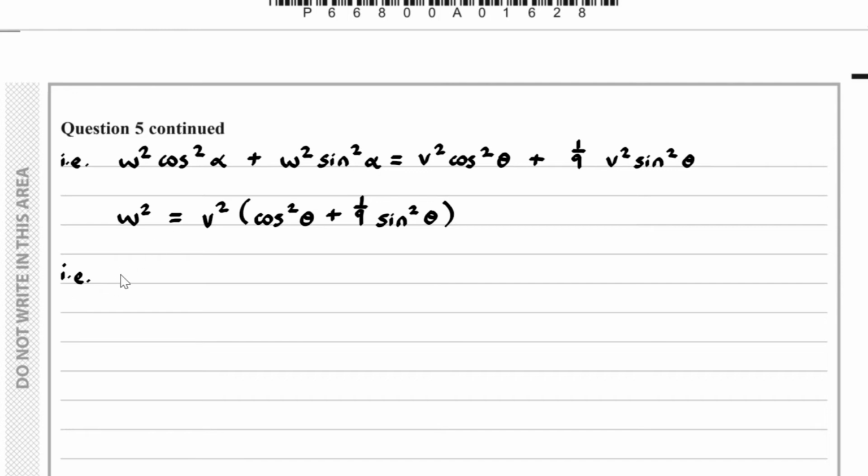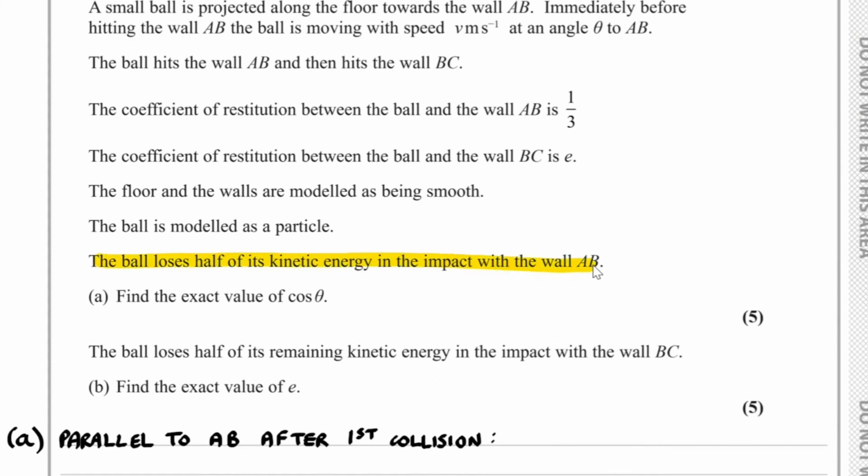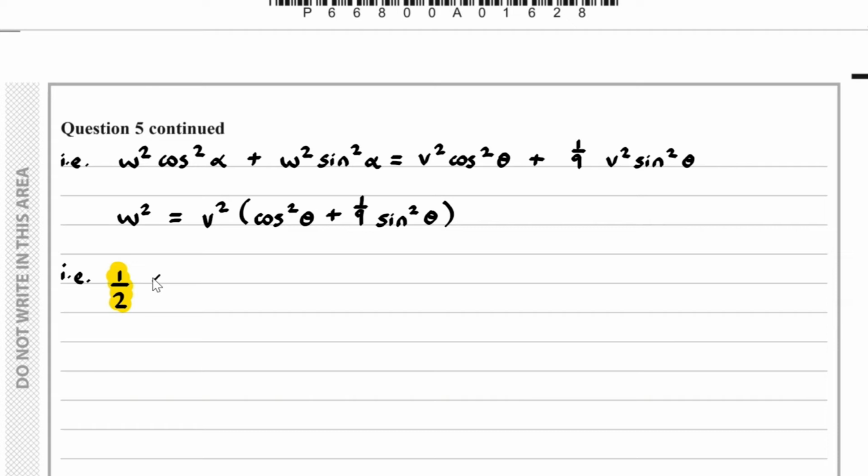So we have 1/2, and this comes from the fact that the ball loses half of its kinetic energy in the first impact with the wall AB. And then we have 1/2 m v squared, and this will equal 1/2 m w squared. Now the half m's cancel out, so we are left with 1/2 v squared equals w squared.